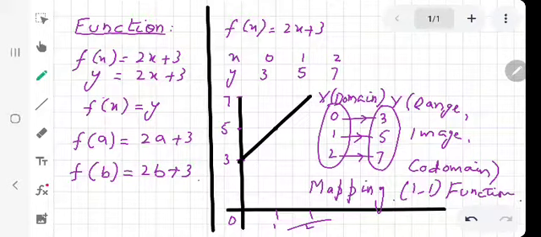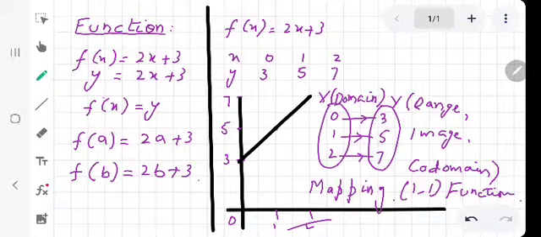Understand? We have a linear equation f of x equals 2x plus 3. We took some values of x, we got the corresponding values of y, through which I made a graph to see that it is a linear equation. Now I have made two oval shapes, in which I have written 0, 1, 2 and 3, 5, 7. When the value of x is 0, we were getting the value y as 3. For 1 we got 5 and for 2 we got 7.